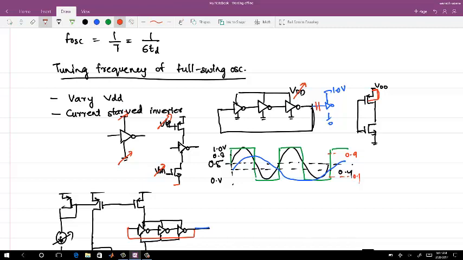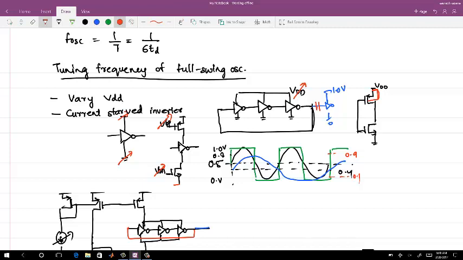So even when your VDD for both NMOS and PMOS have changed by the same amount, your R doesn't change because the threshold voltage doesn't change. Sorry, your R changes because the threshold voltage changes. The bulk effect you will see.